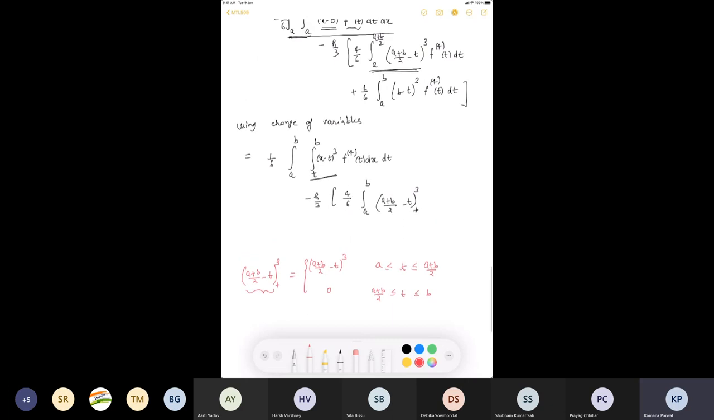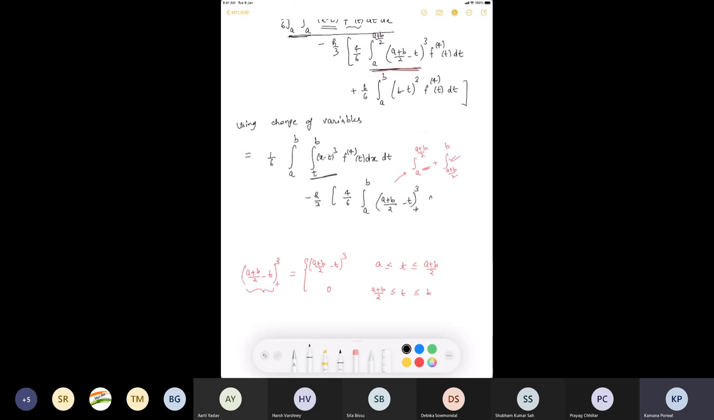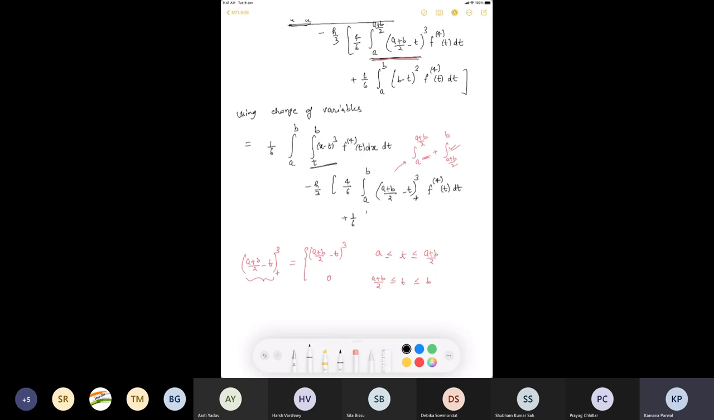So with this notion, you can observe that I can break this integral from a to b into a to a plus b by 2, whatever the arguments we have here, and then a plus b by 2 to b. And in this region, this term is going to be zero. So basically I'll be left with only this term, which is a to a plus b by 2, which we originally had. So let's write down its other terms here. We will have the fourth derivative of f and the integral of this complete term. And then the second term is 1/6 b minus t cube f4 t dt. I don't have to do anything here.